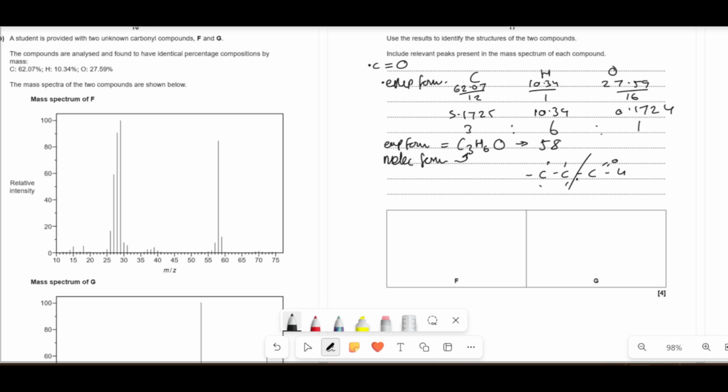So if I break it apart here and get this and this, what happens? If I do 58, take away 2 lots of 12, minus 1, 2, 3, 4, 5, that gives me 29. So that means a fragment there must have been this. So that's probably what F is. And if you want, you can test the other way around, because the other fragment has to be CHO. So that's 12 plus 1 plus 16. Is there a fragment at 29? It's also there as well. So F has to probably be that.